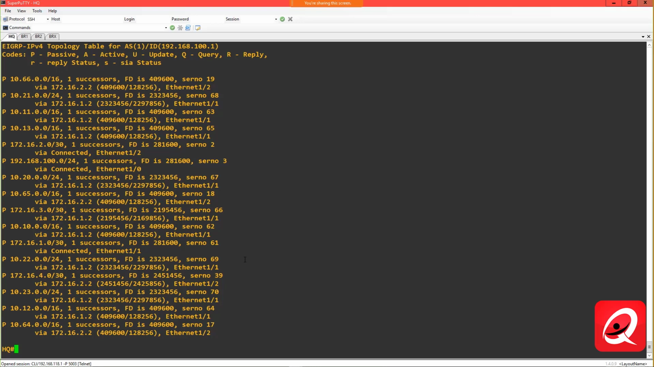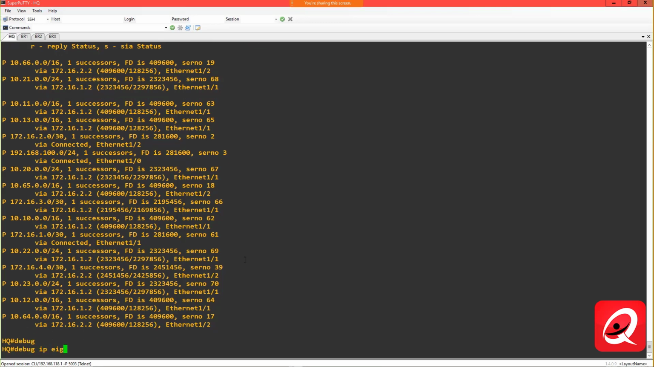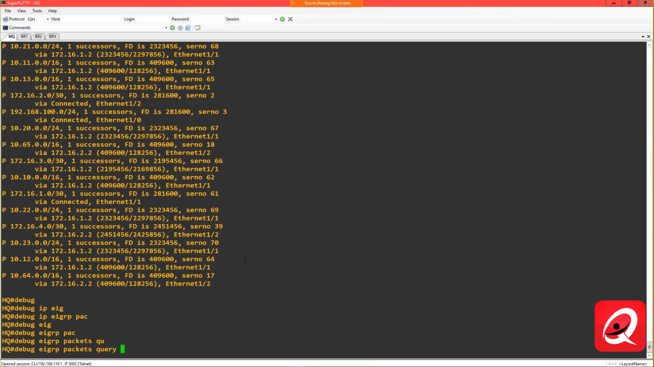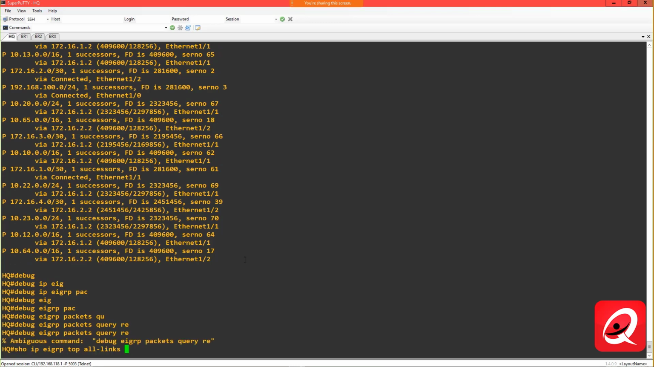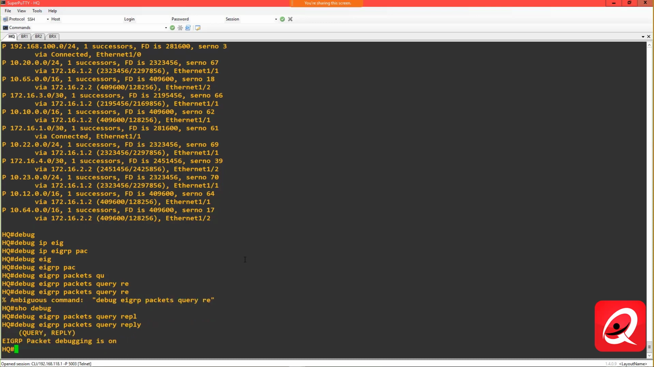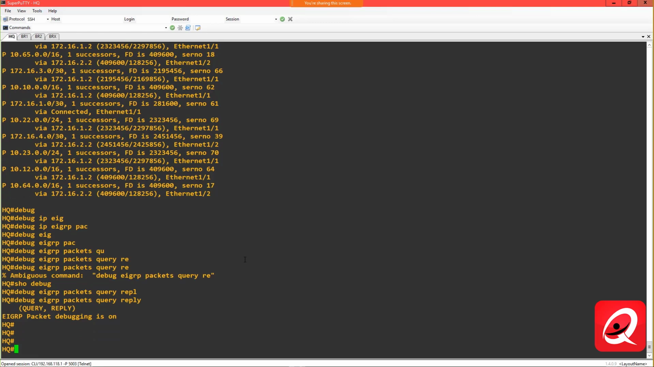I'm going to continue on. The reason why I'm going to continue on is because I think the demonstration that I want to run is still going to be adequate. What I need to see is what the effect is of not having a feasible successor. So if I do a debug EIGRP packet, and let's do a query and reply. Okay. Let me do a show debug. So on this router, it didn't like that. Let's try that with a reply there. There we go. So I'm doing a debug on queries and replies.